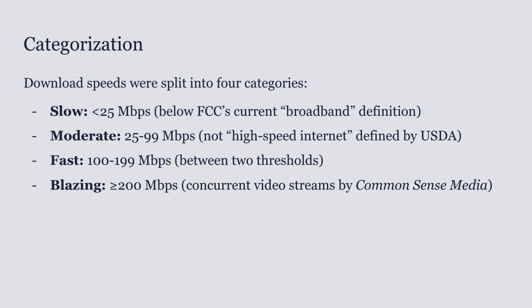So now we have the data, and we started thinking about categorization. And to do that, we used benchmarks that were established from other organizations. We weren't using our own assumptions. One of the clearest ones was the FCC's current definition of broadband internet, which is at or above 25 megabits per second. So if it didn't meet that threshold, we considered it slow. And that's the main variable that we look at: we try to determine if things are slow or not, speeds.